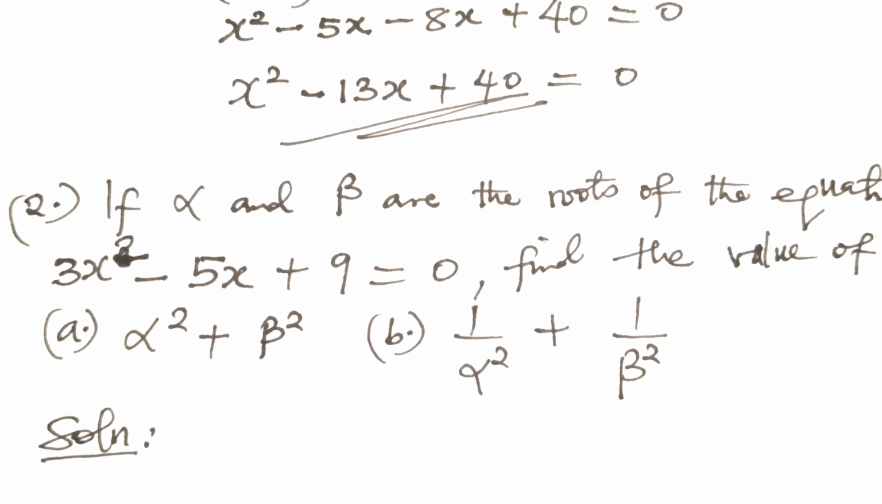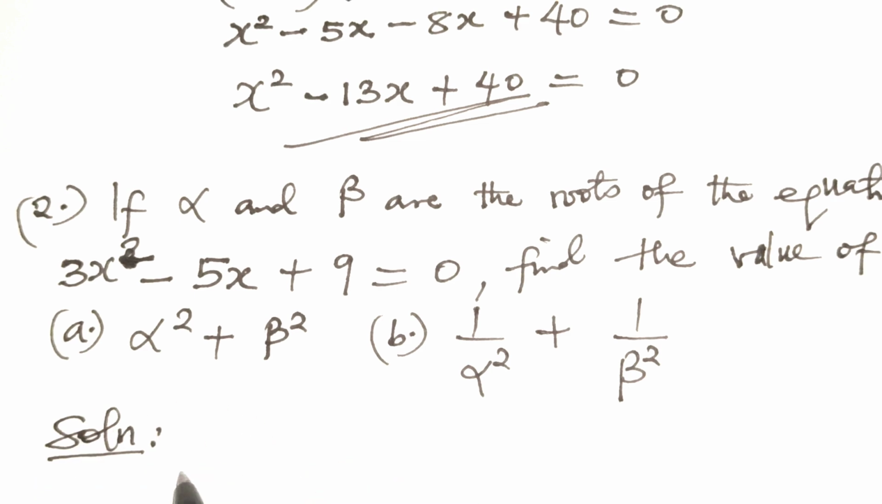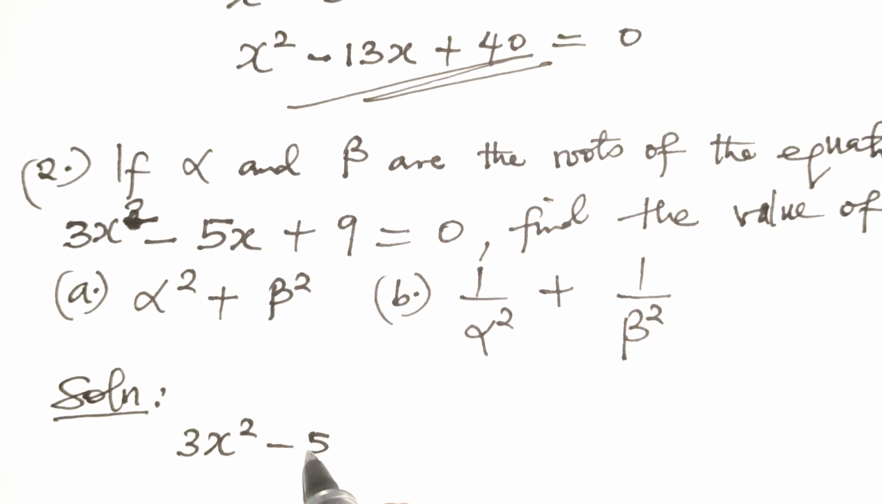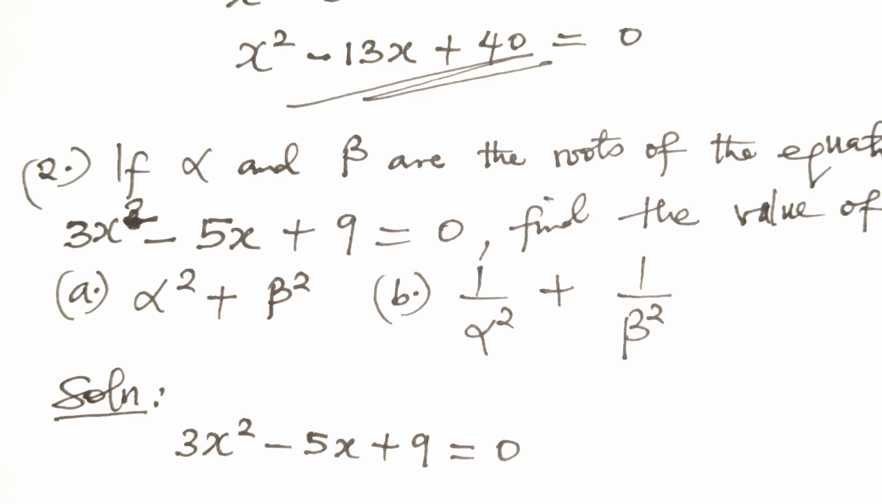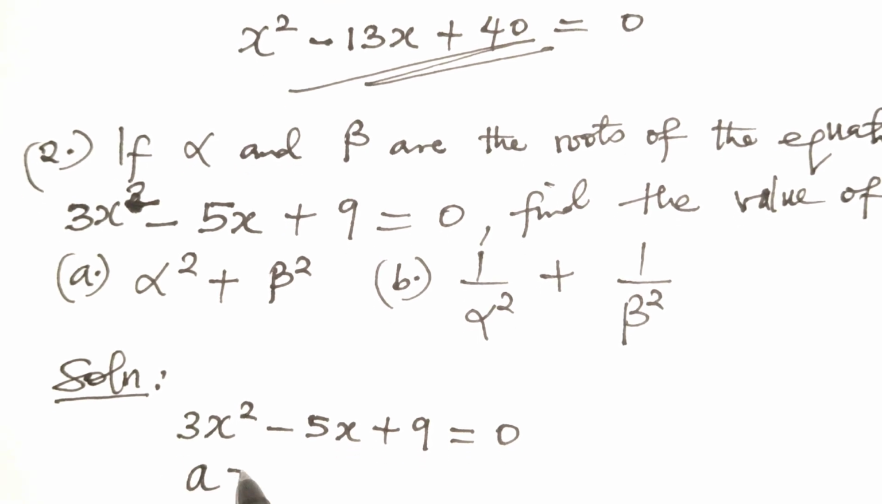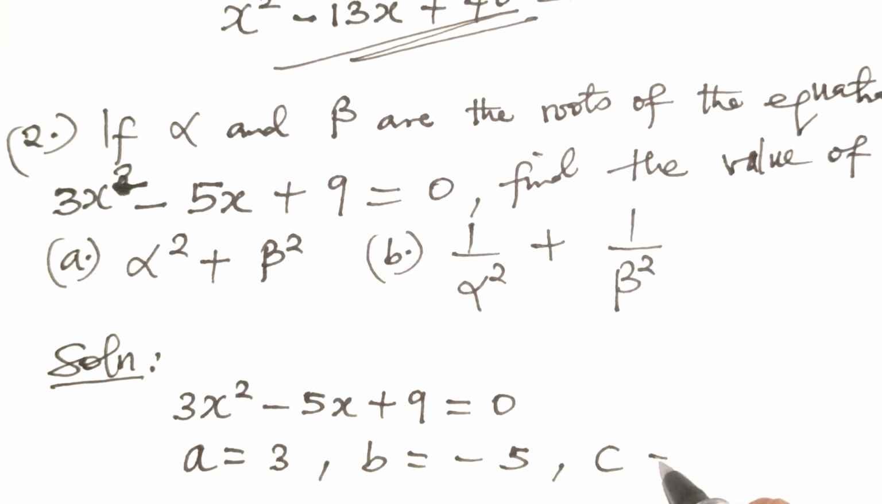It is given that alpha and beta are the roots of the quadratic equation. The quadratic equation is 3x squared minus 5x plus 9 equal to 0. From this equation, the coefficients are A equal to 3, B equal to minus 5, and C equal to 9.